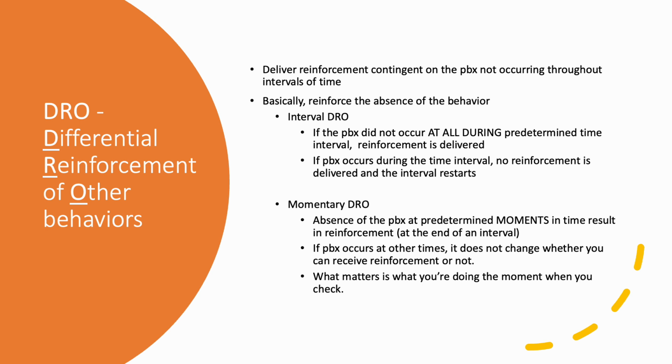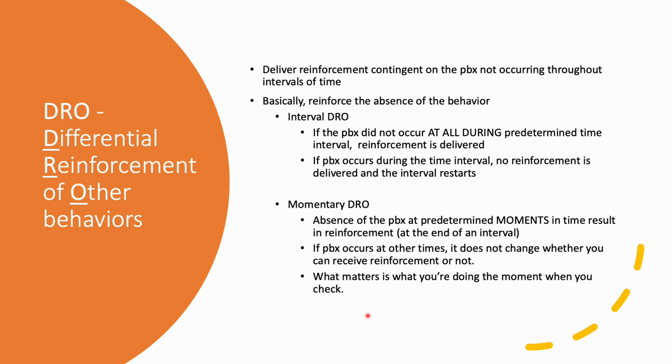And then there are specific variations of DRO itself. So we have interval DRO, and then we have momentary DRO. And between each of these, there are even more specifics that we can break these down into. So I'll give you the general overview of each of these, and then we'll get into the specifics in the next few slides. So interval DRO, as I mentioned, is when we deliver reinforcement contingent on the problem behavior not occurring throughout intervals of time.